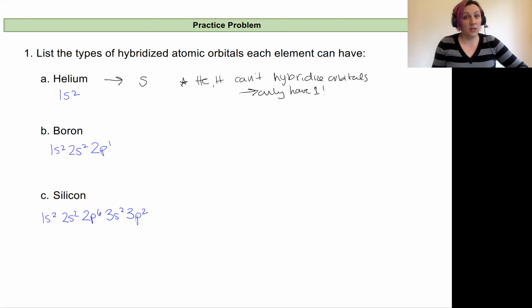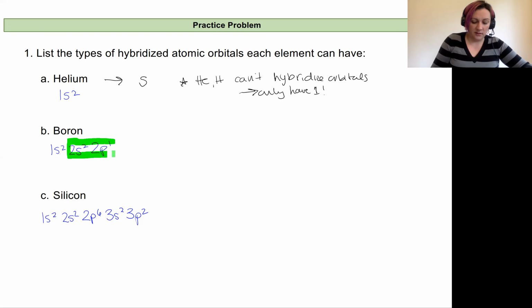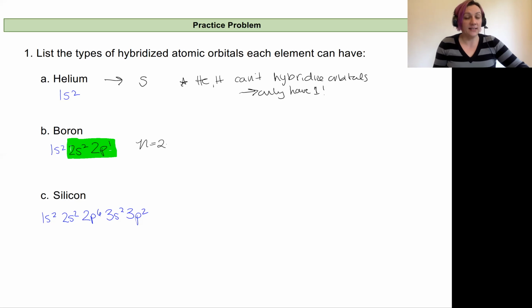All right, so then moving on to boron, which has more electrons, so it'll be a bit more interesting. I'm going to focus just on the valence electrons, because only our valence electrons are going to hybridize, as they participate in a covalent bond, but the core electrons won't. Looking at this, I'm in the n equals 2 energy level, and so that means I can have s and p orbitals only.